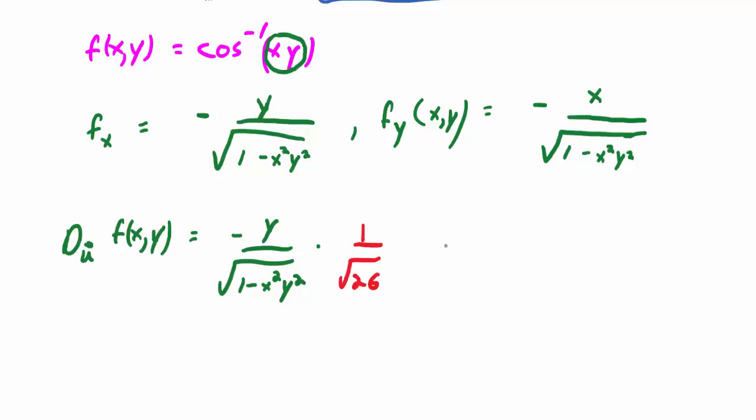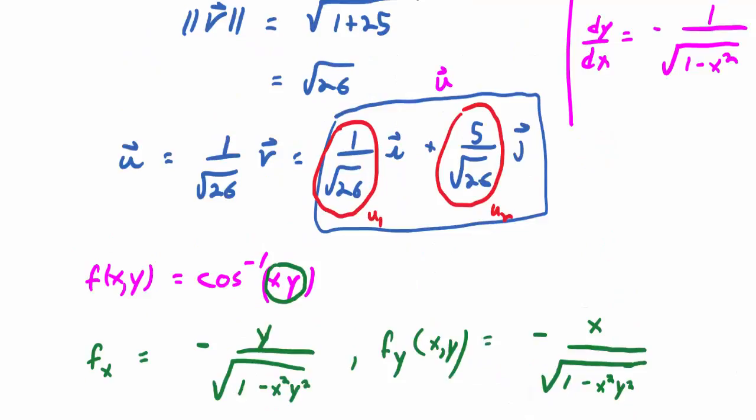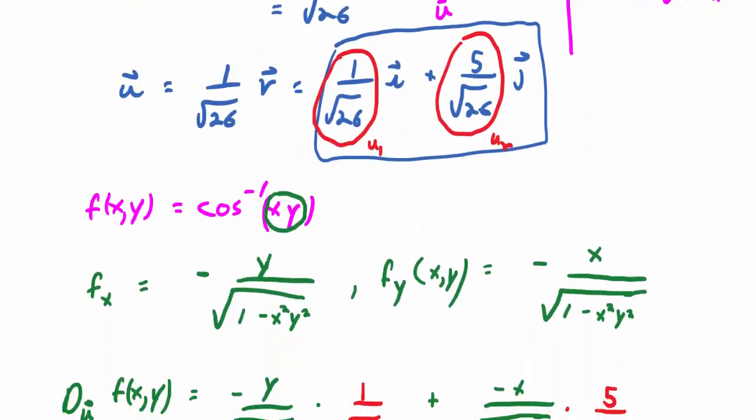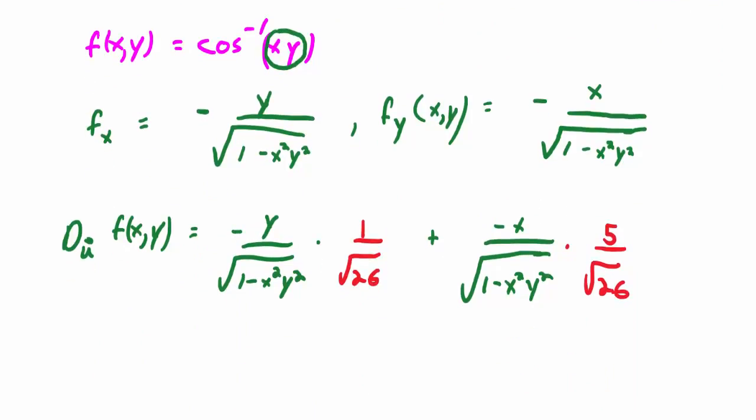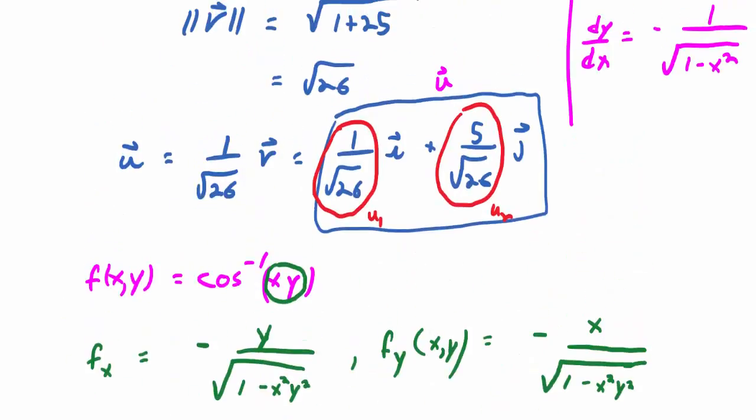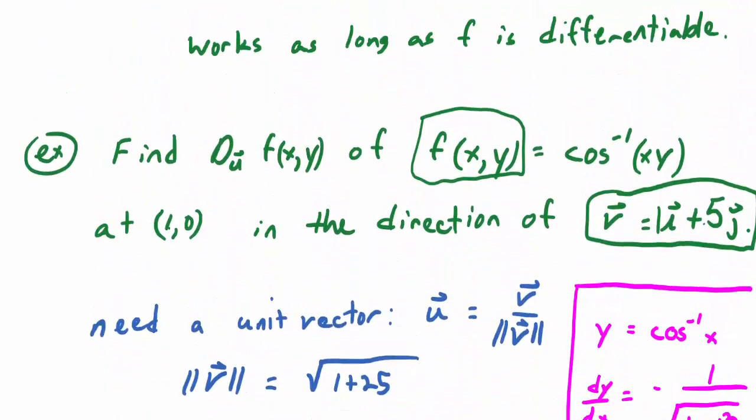And then plus the partial with respect to y, which was negative x over the square root of 1 minus x squared, y squared, times, I think it was 5 over root 26. Let me make sure I got my negatives in order. Yeah, no negatives. Okay. I mean, of course you can simplify that, but I'm going to leave it like that. Is that okay? And then look, we were asked to evaluate this at a particular value, 1, 0.